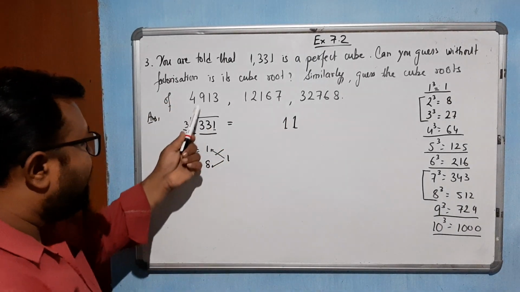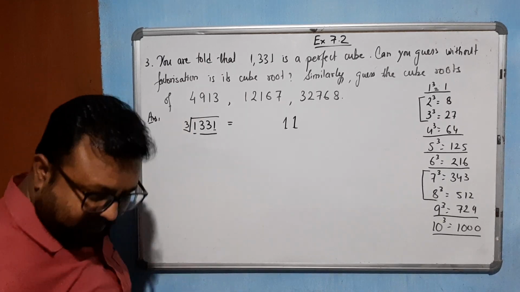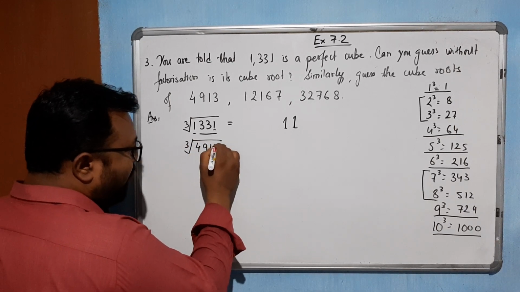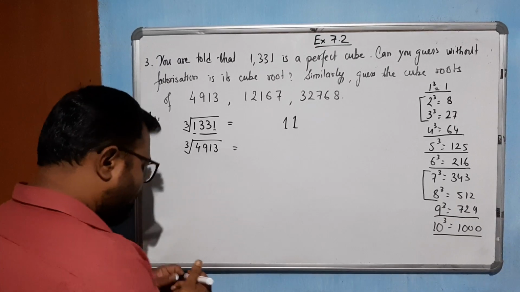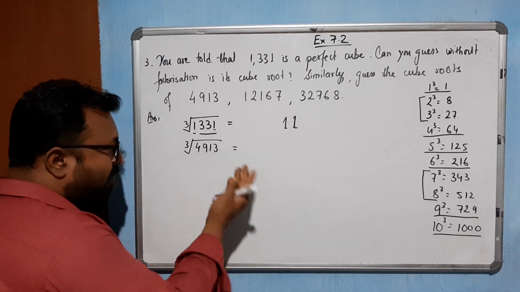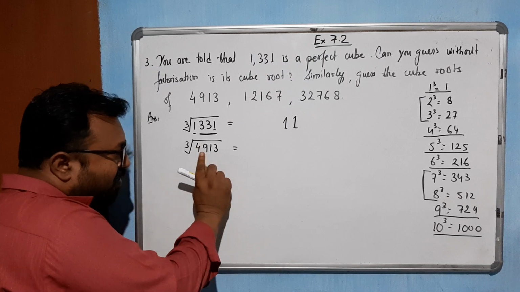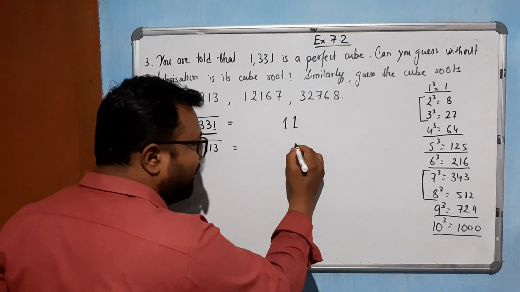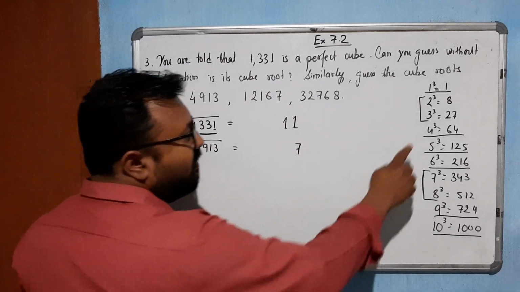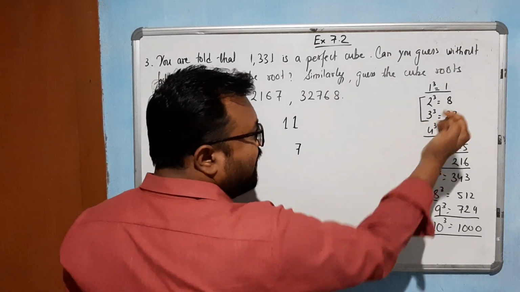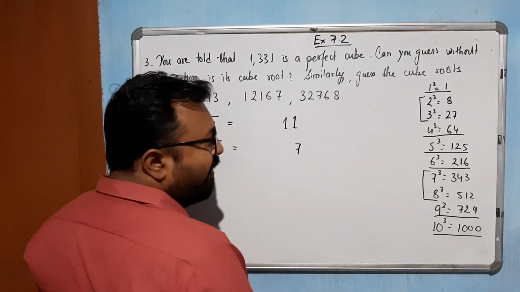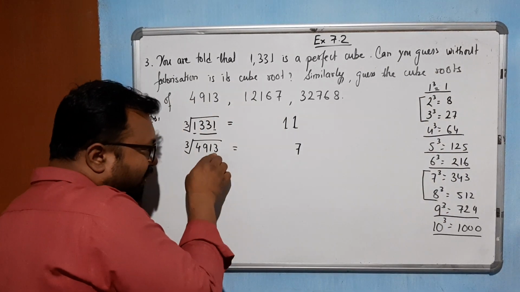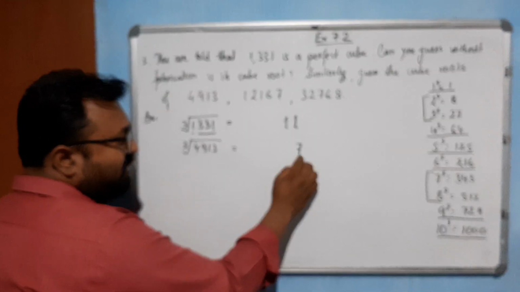Now let's take another example, this one. Cube root of 4913. See, as I told just now, the cube of any number whose unit digit is 3 always ends with a result whose unit digit is 7. See here, the cube of 3 ends with 7, or the cube of 7 ends with 3. The cube root of a number ending in 7 will end with 3, and the cube root of a number ending in 3 will end with 7. So I have written 7 here.